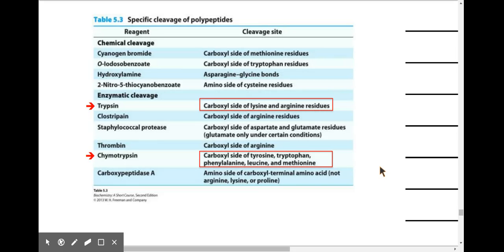Then we'll undergo cleavage, and we have different chemical reagents and different enzymes that will do this cleavage, and let's focus in on only two, trypsin and chymotrypsin. The trypsin and chymotrypsin both cleave at carboxyl sides, but on different residues. So trypsin cleaves at arginine and lysine, or alternatively, chymotrypsin cleaves at tyrosine, tryptophan, phenylalanine, or leucine and methionine.